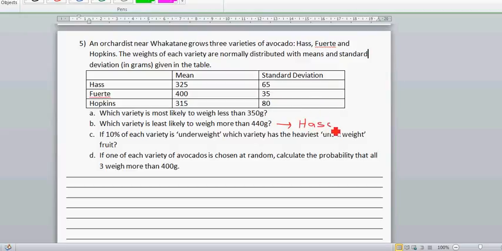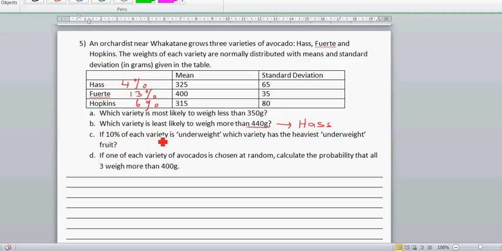Has avocados. Okay. Now for Hass, I'll work out the answer. The probability that it weighs more than 440 is about 4%, and the probability that the F brand will weigh more than that is 13%, and the probability that Hopkins will be more than that is 6%. Okay, so most or least likely to be more than 440, the answer is Hass.